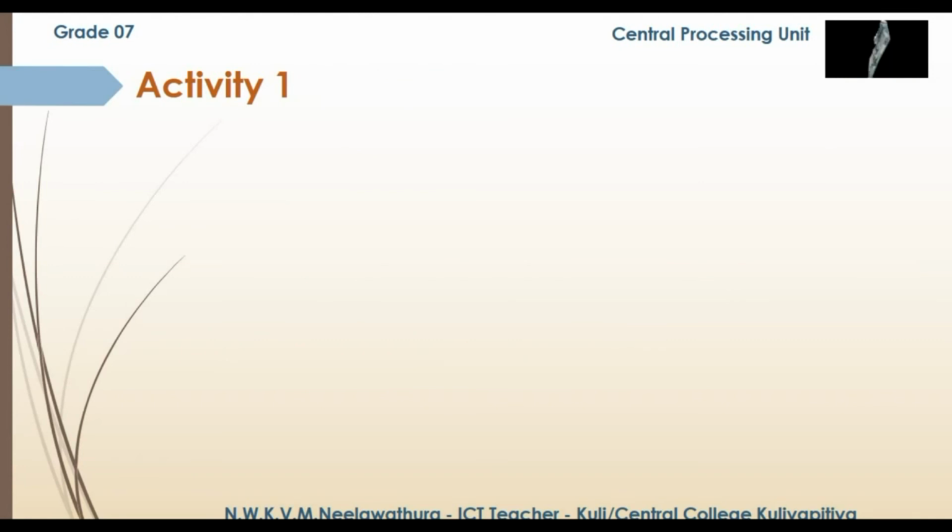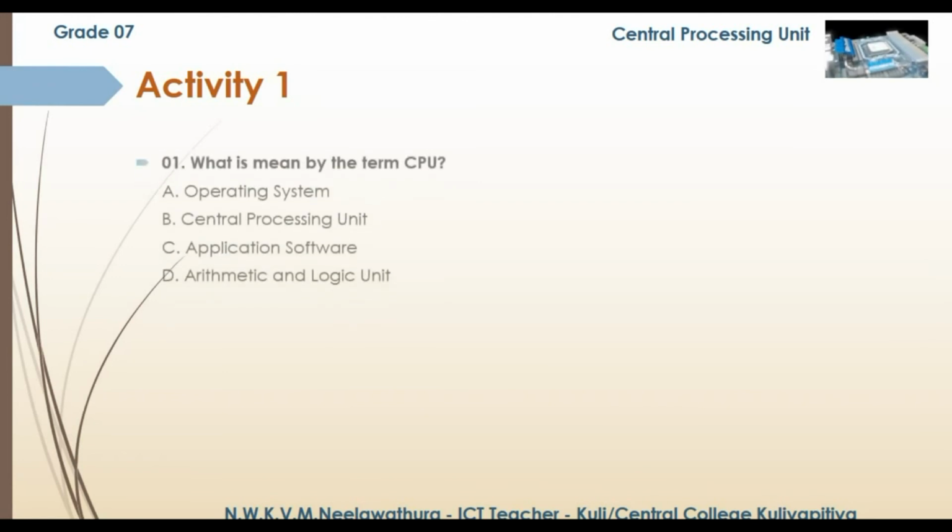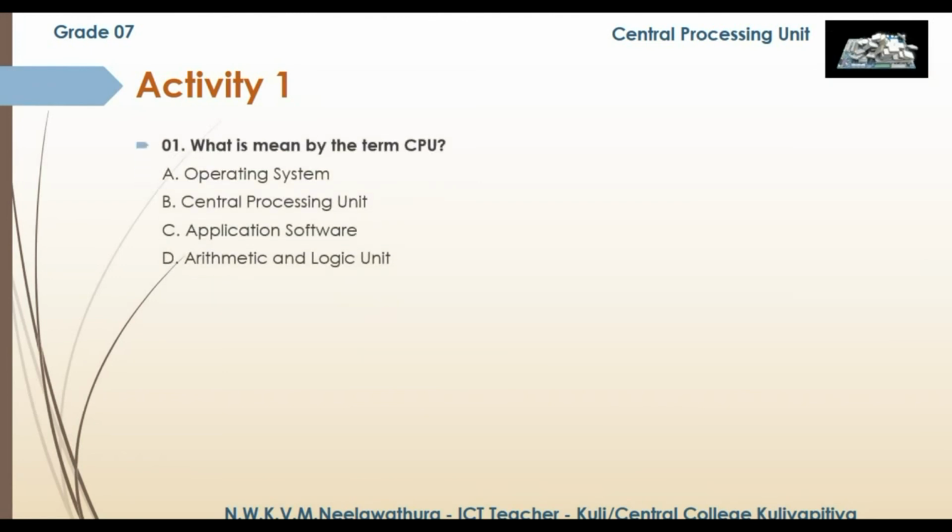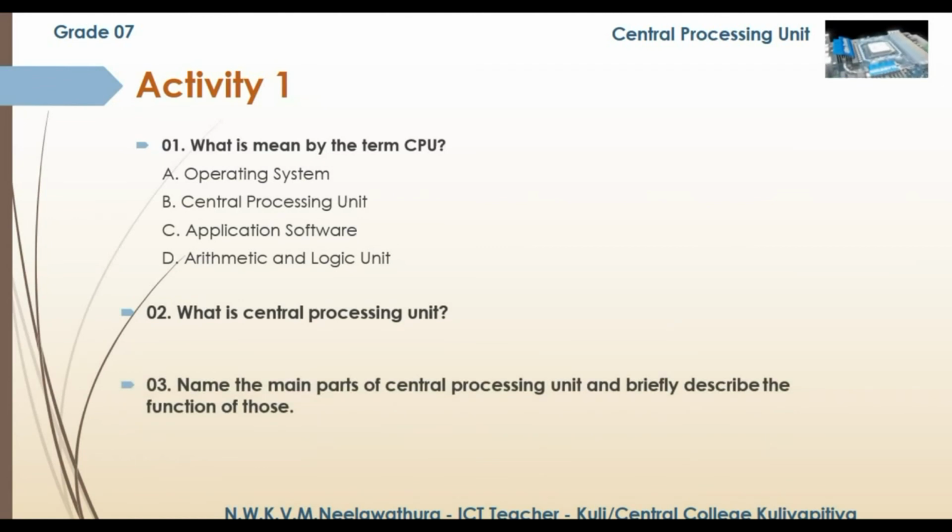Okay, let's go to the activity. Test 1. What is meant by the term CPU? Answer: A. Operating system, B. Central processing unit, C. Application software, D. Arithmetic and logical unit. Question number 2. What is central processing unit? Question number 3. Name the main parts of central processing unit and briefly describe the function of those.